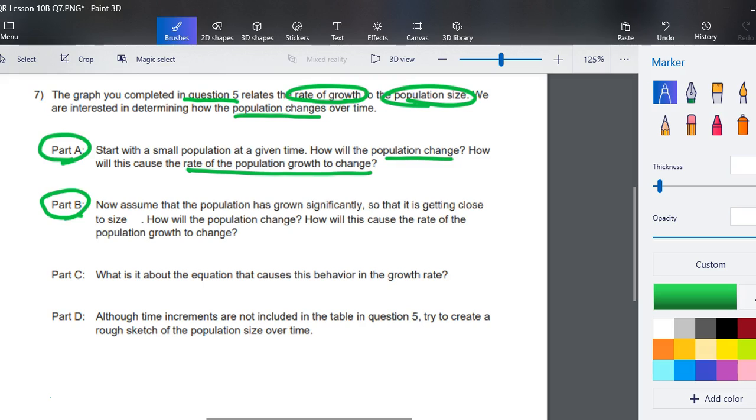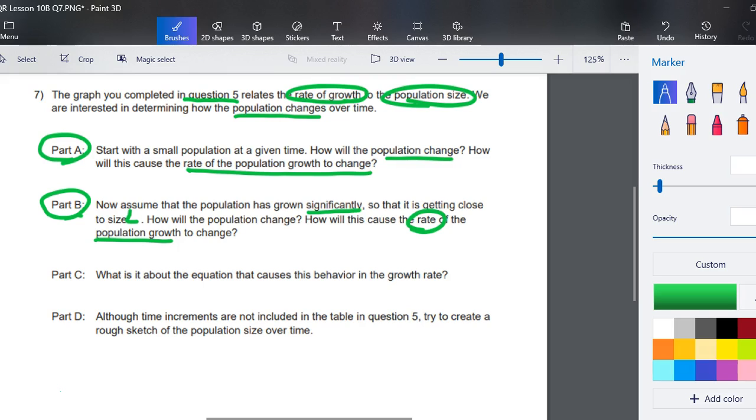Part B, assume that the population has grown significantly so that it is getting close to size L. And a kind of a word I said a while ago was a limit. How will the population change? And how will this cause the rate of the population growth, huge concept, to change?